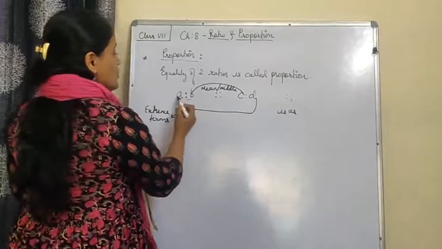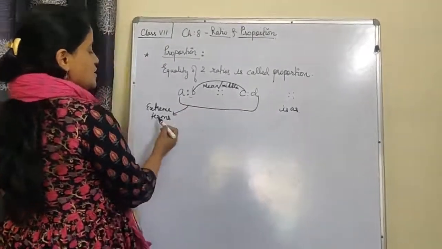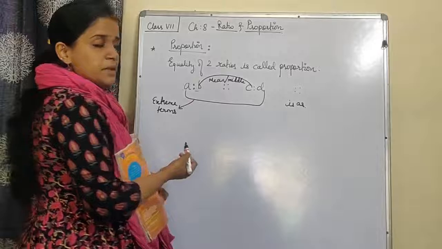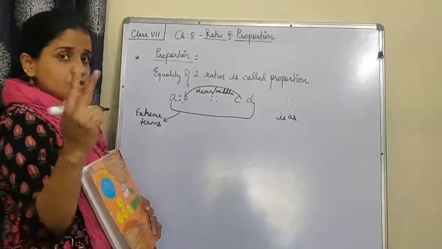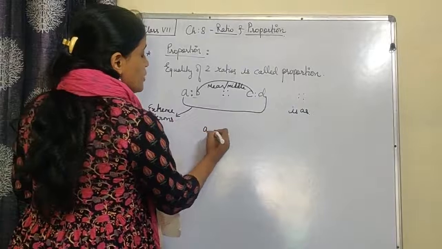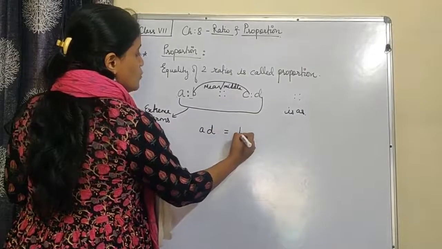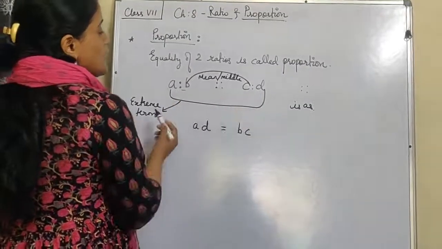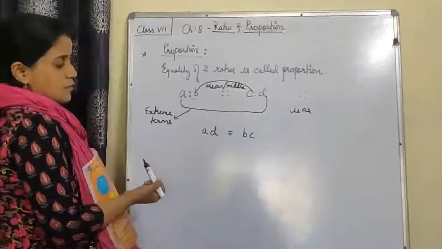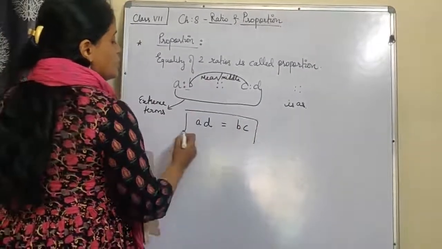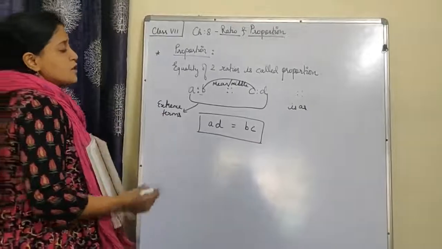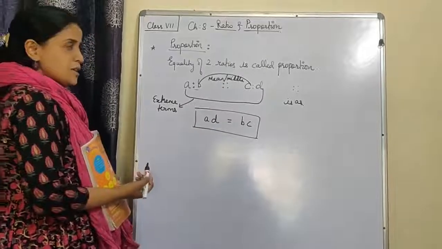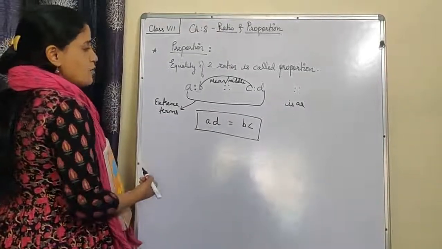Now, the outer terms A and D are called extreme terms or outer terms, and B and C are called mean or the middle terms. So what happens when two ratios are in proportion? The product of the outer terms is always equal to the product of the inner or middle terms, that is A into D is always equal to B into C. So you have to remember this. When two ratios are in proportion, the product of extreme terms is equal to the product of mean or middle terms. Now this was about proportion.